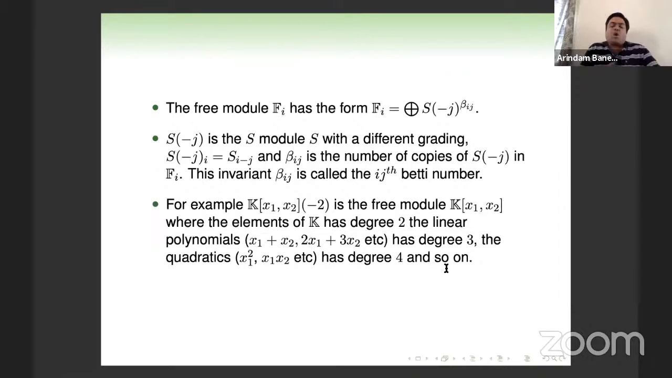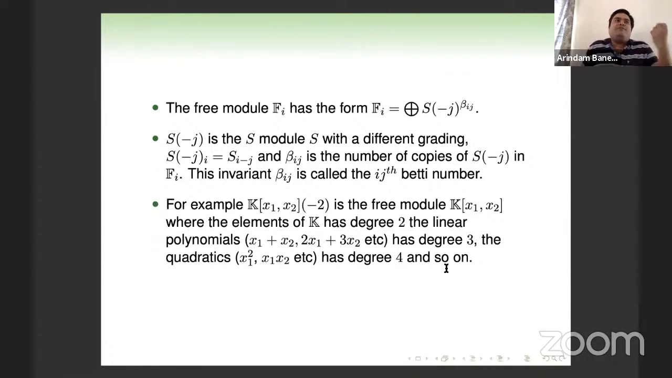So this is called a shift. Once you get used to it, it's not really hard. So S(-j) is just S where the scalars have degree j, linears have degree j+1, quadratics have degree j+2, and so on. Why do you have to do this? You want the linear minimal free resolution to be homogeneous. We said this homogeneity property at the beginning.